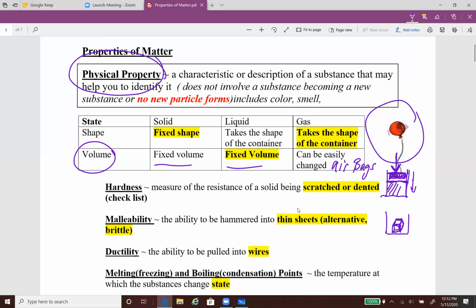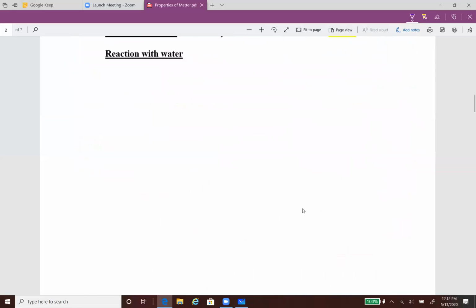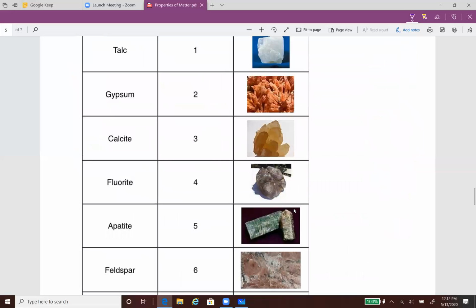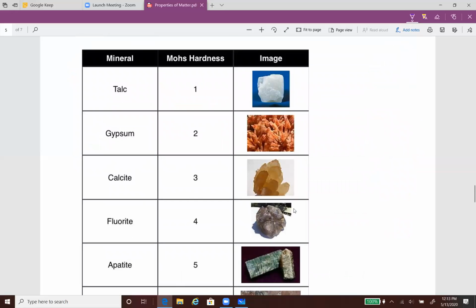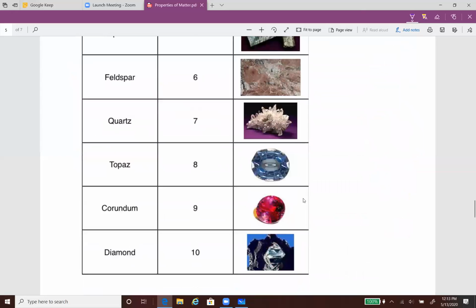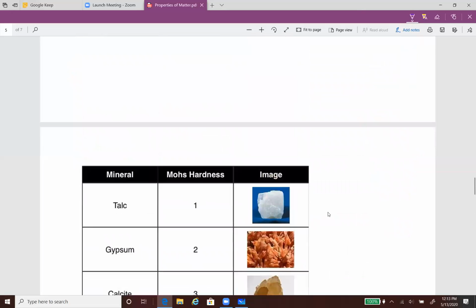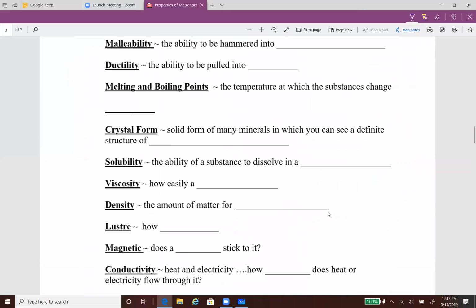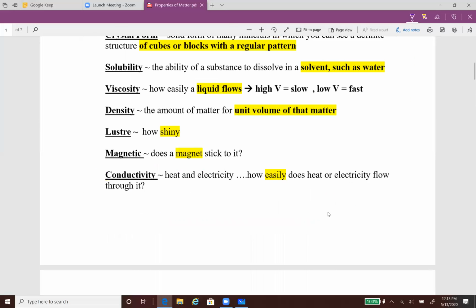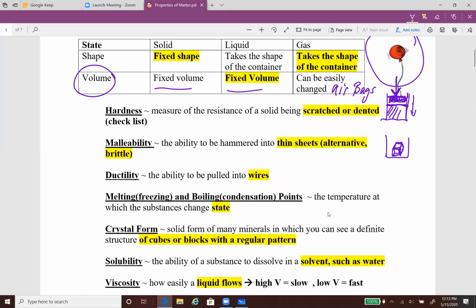Another way to describe matter is how hard it is. So for example, there is a list. I'll show you the list here. There's actually a hardness list. I looked it up, and it's rated from 1 being the softest to 10 being the hardest material. So diamond would be the hardest material on this list. Obviously, not everything is on this list, but that's just another way of describing matter, is how difficult it is to scratch or dent it.